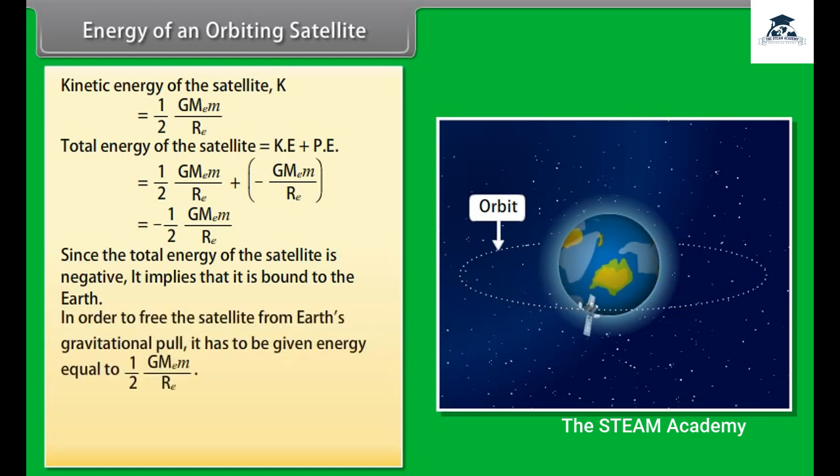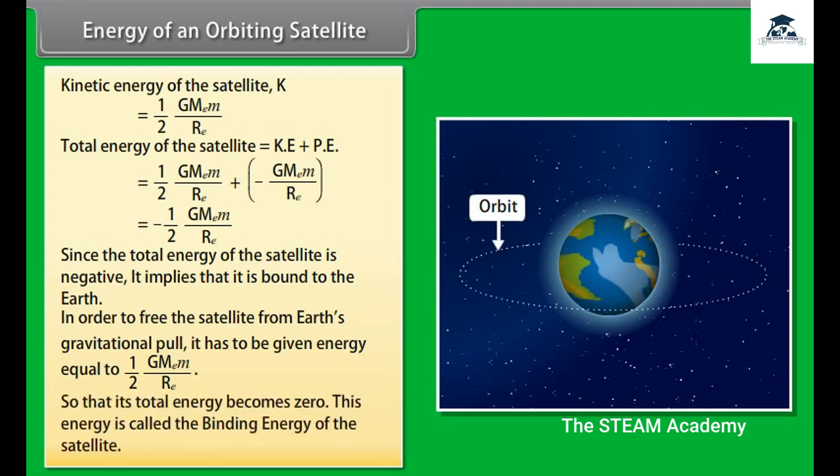In order to free the satellite from Earth's gravitational pull, it has to be given energy equal to 1 by 2 GMEM divided by RE, so that its total energy becomes 0. This energy is called the binding energy of the satellite.